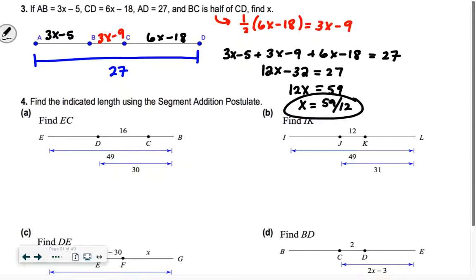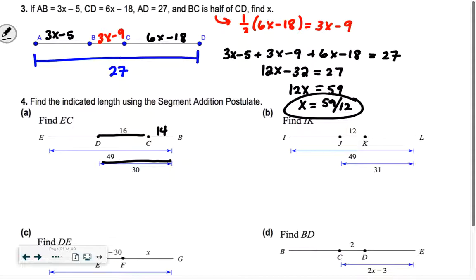All right, find the indicated length using the segment addition postulate. So these ones aren't too bad. These are all just numbers. We like numbers. So I want you to look for pieces where you're just missing one part. So like see how we have 16 here and we have 30 here? Does that allow us to find a missing part? Yeah. If we had 16 and we had 30? 14. Yeah, this should be 14, right?